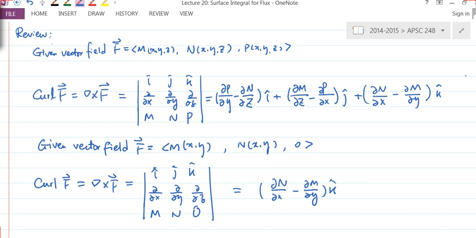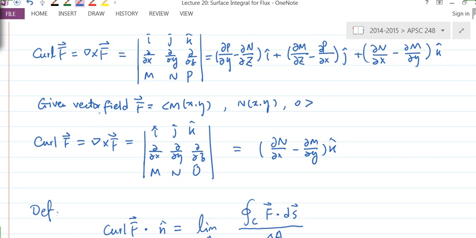Again, I'll start from the review on the curl. This is the formula for curl if we have a vector field in 3D space. The vector field is a function of x, y, z. Then the computation is straightforward: just do a cross product, del cross F, and the formula is here. So in terms of computation, everybody should be able to calculate del cross F.